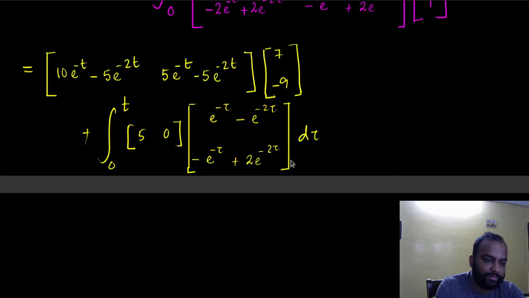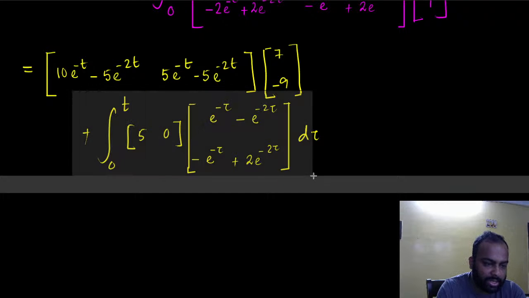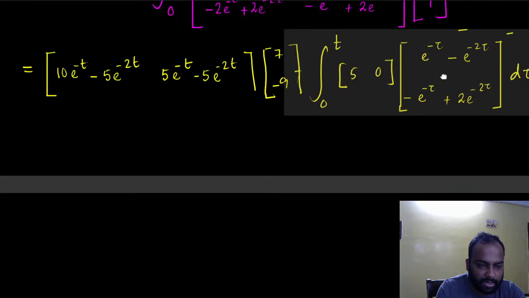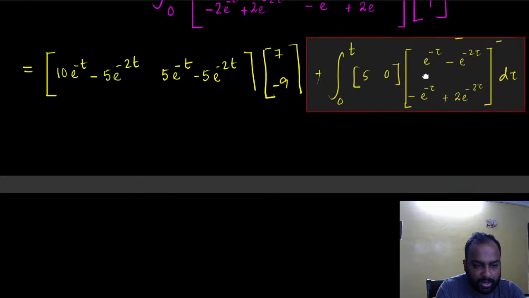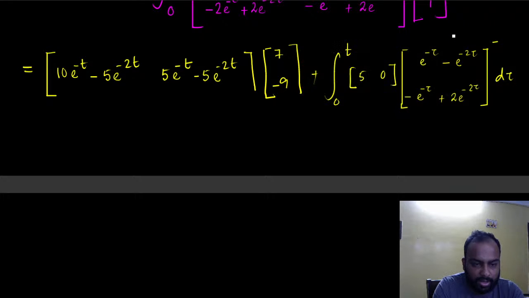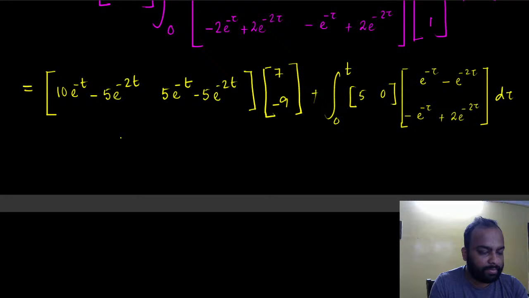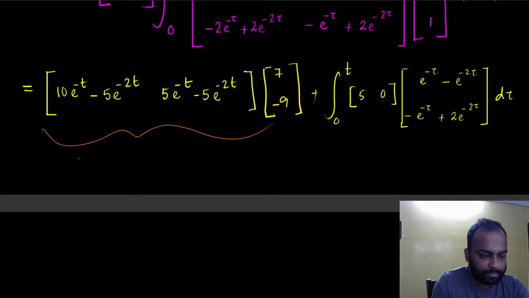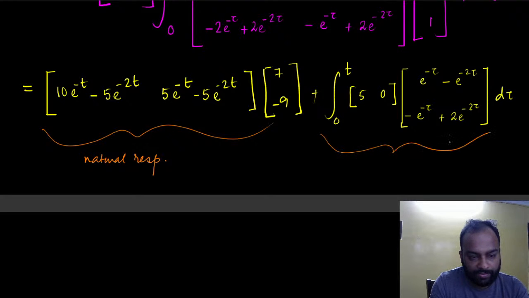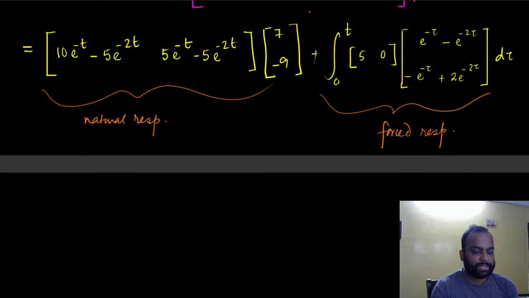That's the forced response. So this part is the forced response once again, and that part is the natural response. So I think I can bring this. Again, this part is the forced response. This part is the natural response. And this part is the forced response. All right, so now let's do the calculation once again.